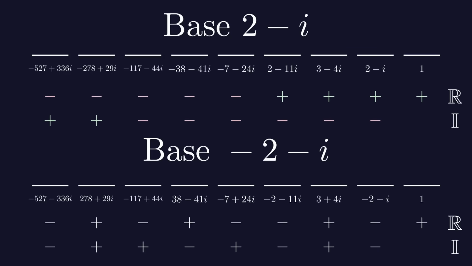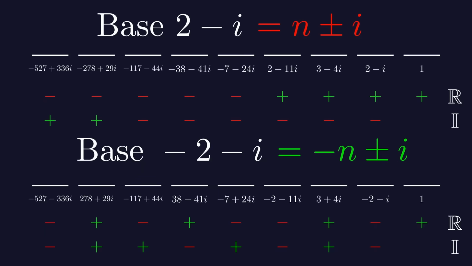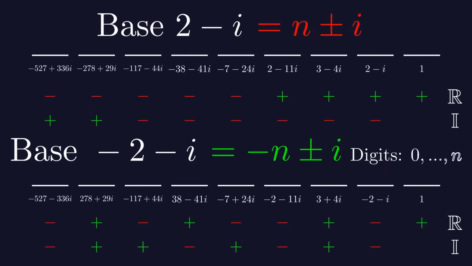In the first base, the positive and negative values are again next to each other. In the second base, positive and negative values are not exactly alternating, but they are not in big groups and that will still allow us to express any number. So now we know that the complex number bases have to be of form -n plus or minus i. And to express any complex value in those bases, we only need to use digits from 0 to n.